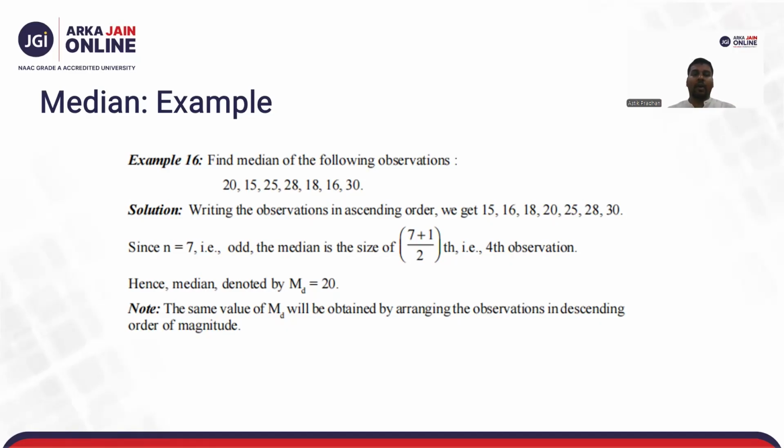If the number of observations in the sequence is odd, this is how you find it. Here it is odd, so 7 plus 1 divided by 2. So it is how much? Fourth observation, which is 20.